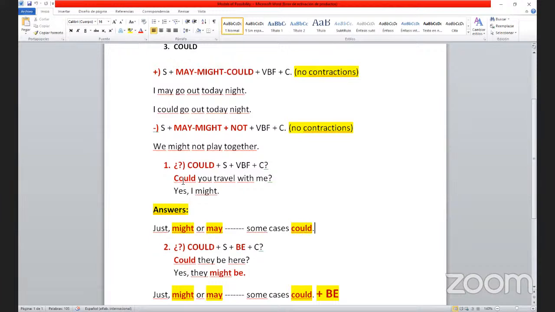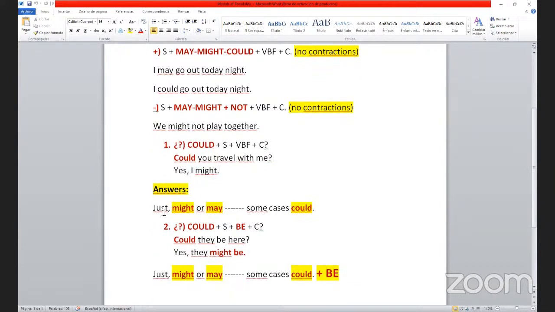In some cases it could happen, but we never answer with the same auxiliary. So, could you travel with me? Yes, I might. I can answer with might or may, no more.